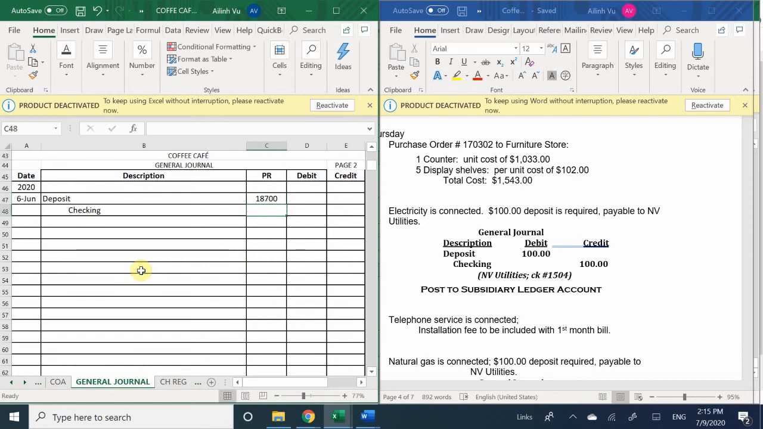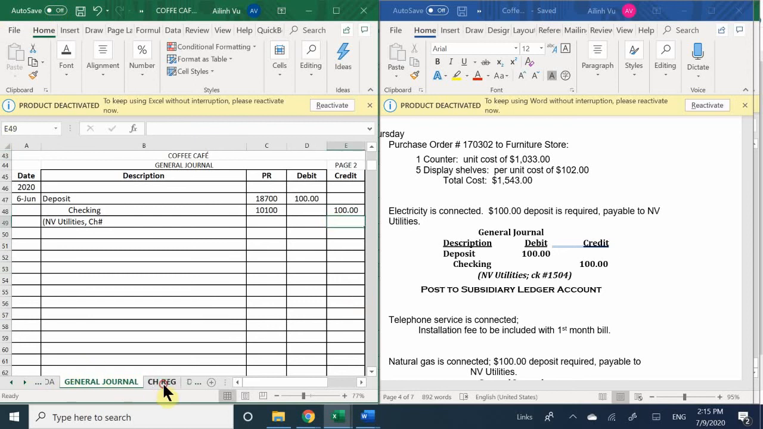Okay, so this is just a deposit. Correct. So in this one, I'm just going to go ahead and indicate that my vendor is going to be NV Utilities, and I also have to write a check, okay? But I don't know what check number yet, so I have to wait to see how much I need to write this check for. And I know it is for $100.